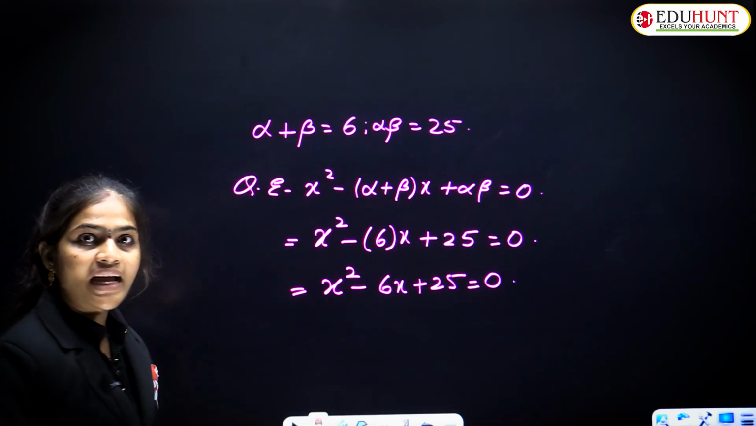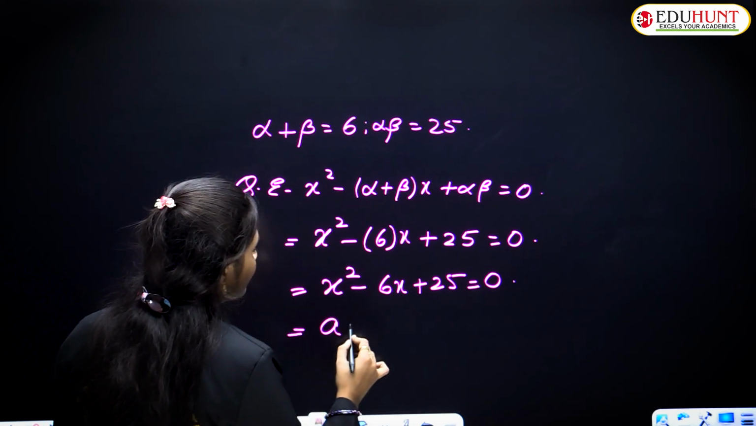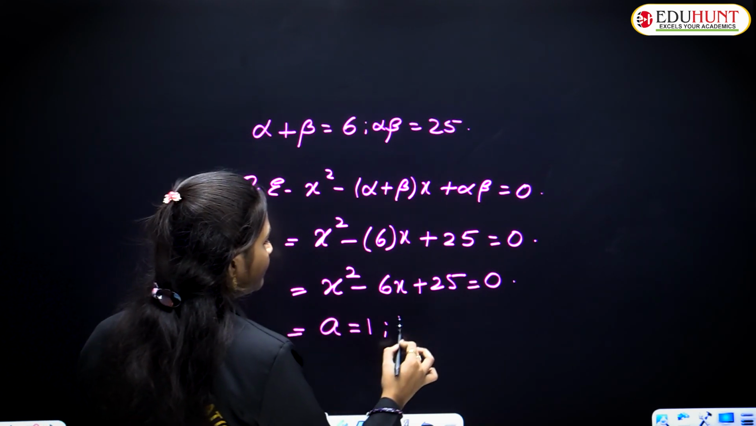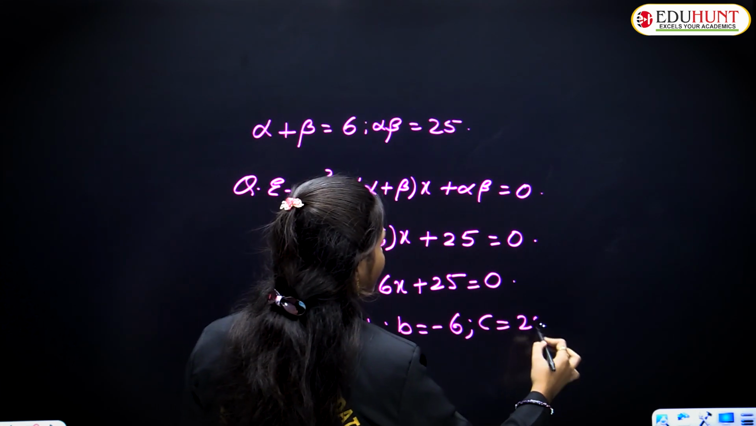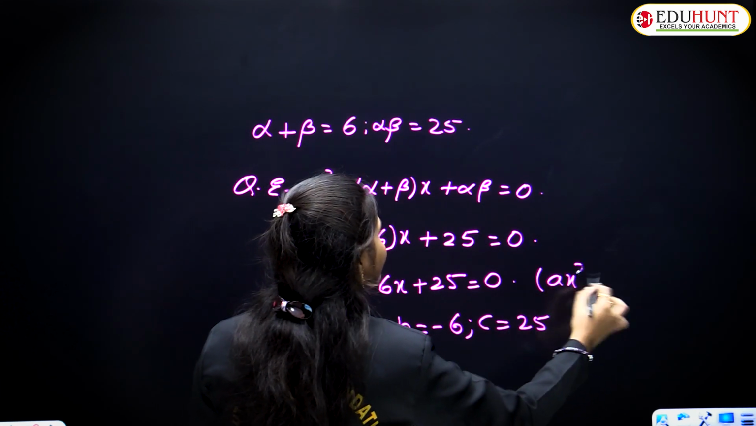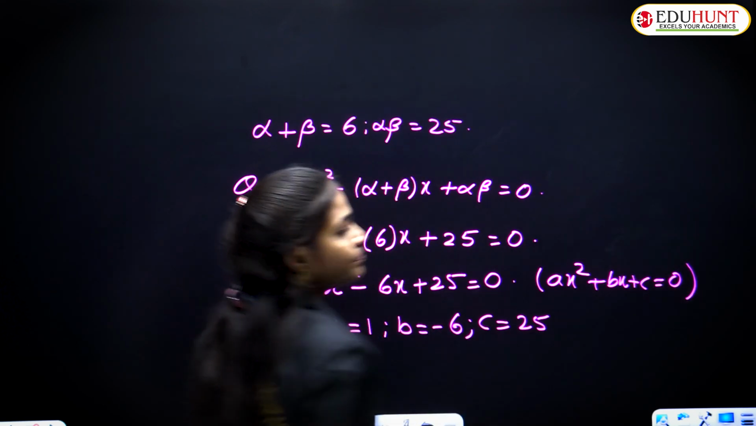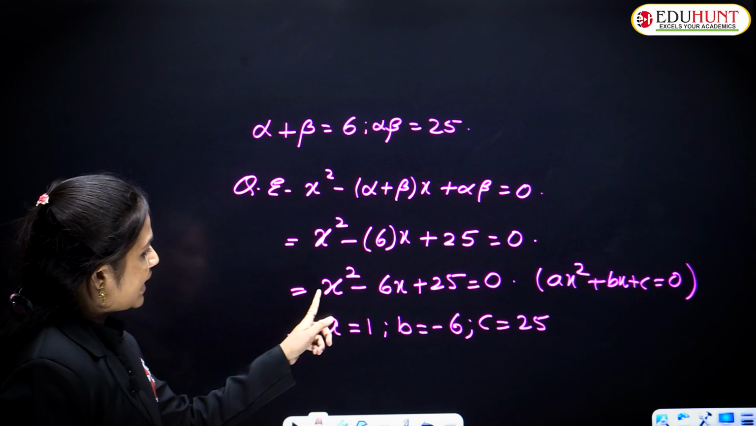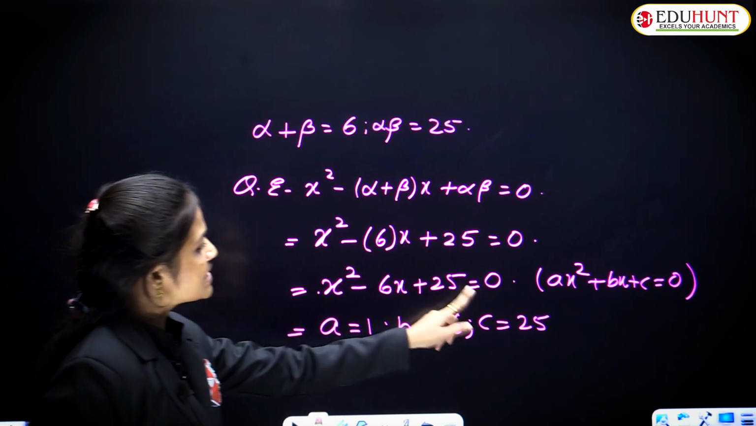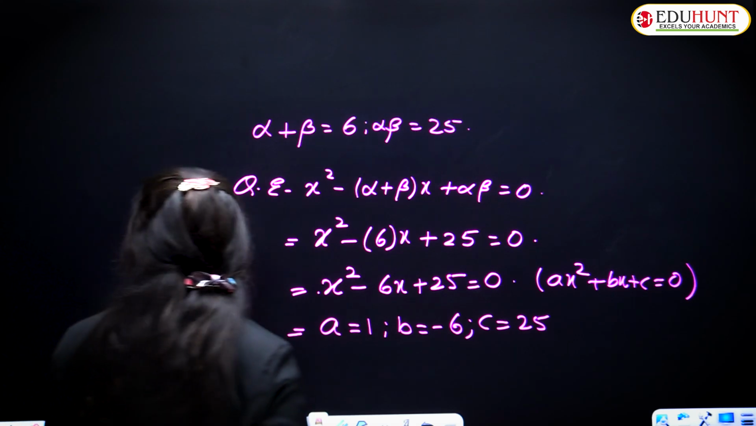So, children, what do we have to find out? We need to find the a, b, c values from this. So, a is equal to 1, b is equal to minus 6, c is equal to 25. Just compare with ax square plus bx plus c is equal to 0. By comparing those two, a is equal to 1, b is equal to minus 6, c is equal to 25.